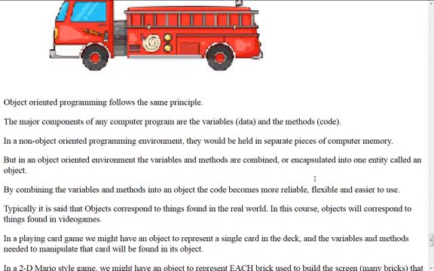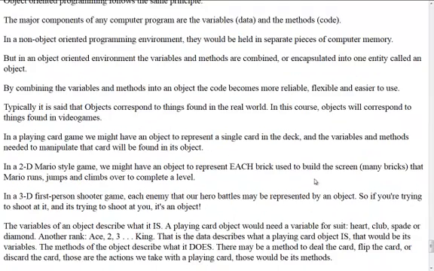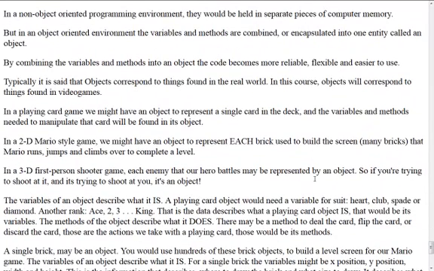Object-oriented programming follows this same principle. The major components of any computer program are the variables, the data, and the methods, the executable code. In a non-object-oriented programming environment, they would be held in separate pieces of computer memory. But in an object-oriented environment, the variables and methods are combined or encapsulated into one entity called an object. By combining the variables and methods into an object, code becomes more reliable, more flexible, and easier to use.